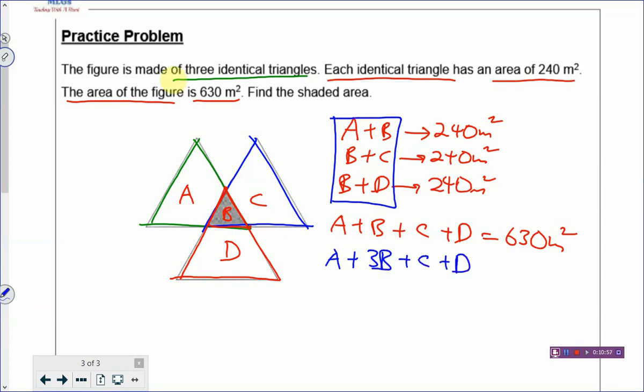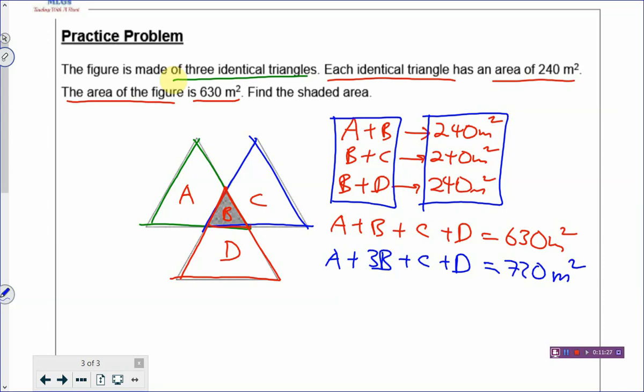Add all the letters together, and don't forget to also add all the numbers. So 240 times 3, and you will get 720 meters square. Now, you still remember the elimination, right? In one of our lessons on elimination, we get rid of what we don't want. So what can we get rid of? We can get rid of A, C, and D. How do we get rid of them? You take top minus bottom.